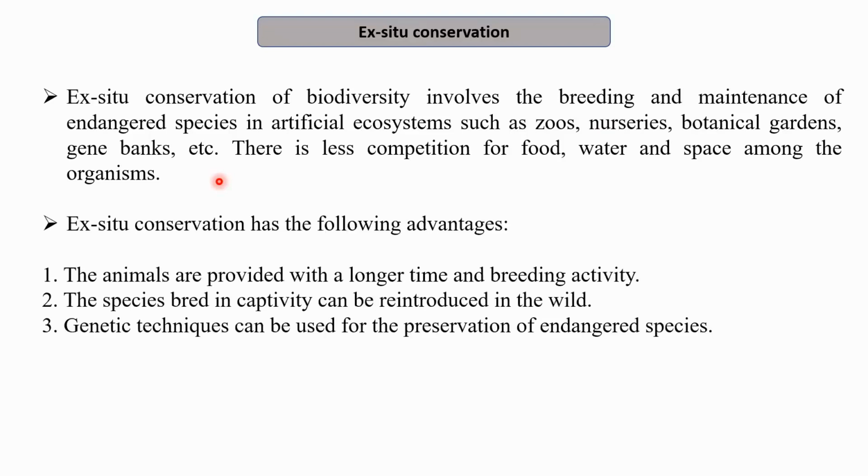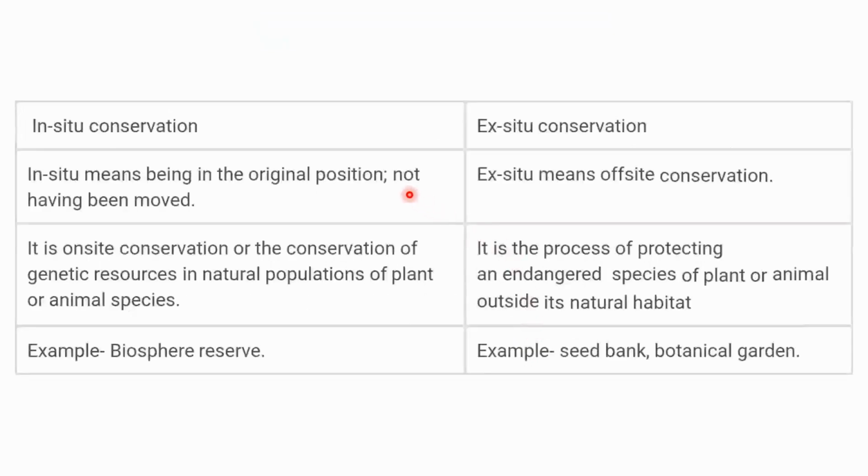Ex situ conservation, however, has certain advantages. The animals are provided with a longer time for breeding activity. The species bred in captivity can be reintroduced in the wild. Genetic techniques can be used for the preservation of endangered species. So this was about ex situ and in situ conservation. These are the following differences between them.